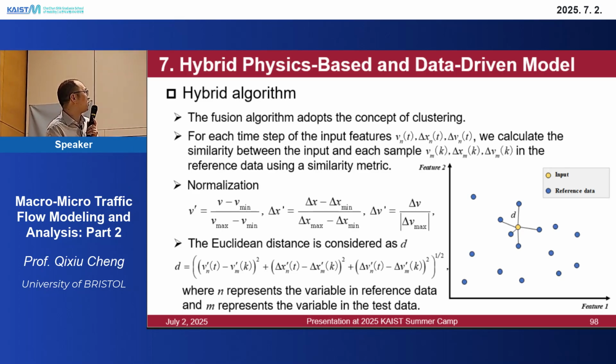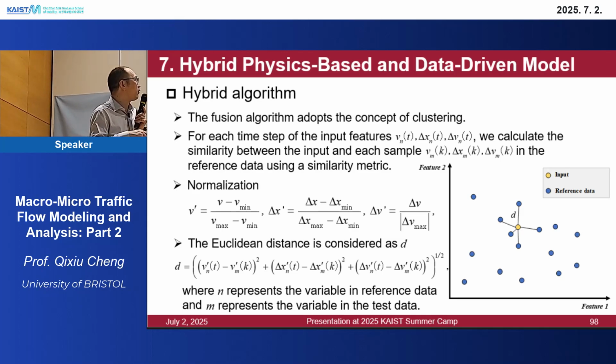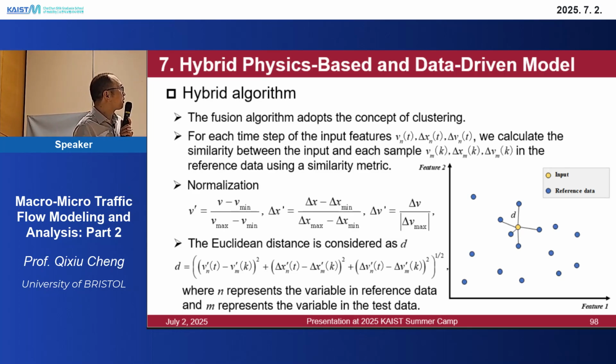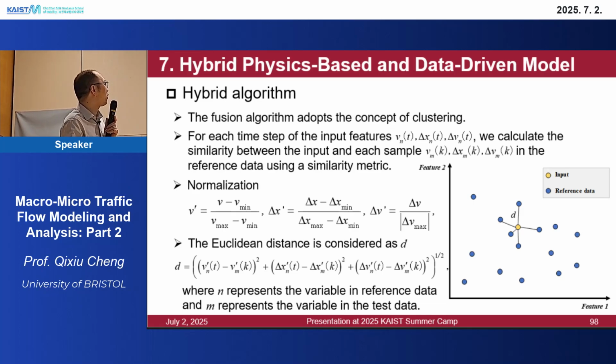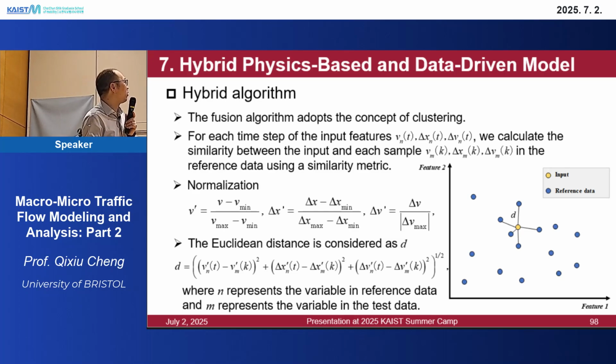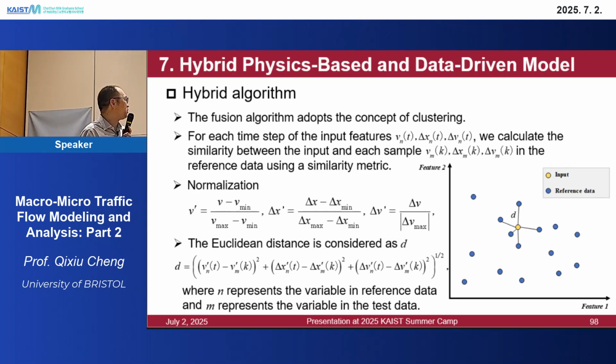The hybrid algorithm comes from the concept of clustering. The input features include the speed, the space headway, and the speed difference. Then we can calculate the similarity between the input data and each sample. It's quite easy, but be careful: we need to do the normalization first because these three are in different scales.